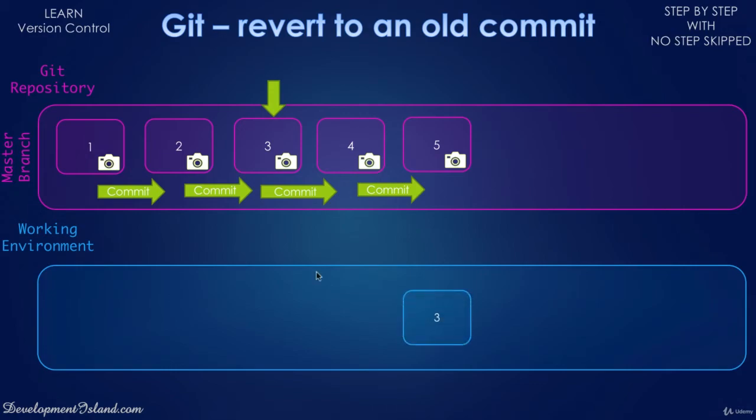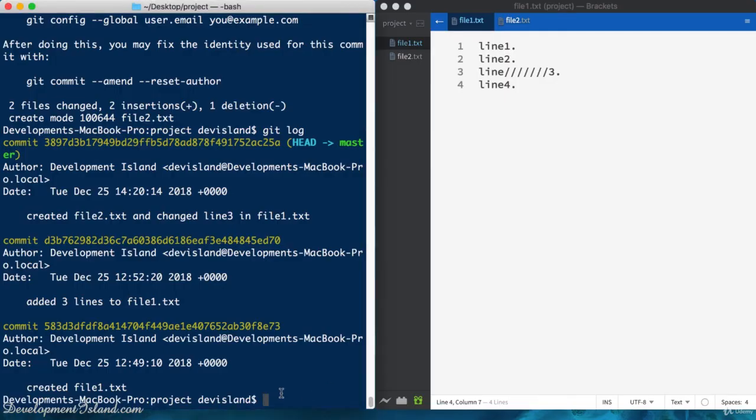So now the content of our working environment matches the content of that old commit. So this is the first step. So let's go ahead and do this. The command we need to use here is called git reset, like this. And then we're going to use an option called hard. When you use the option hard, this means that your working environment is going to be reset to whatever state you're going to specify here.